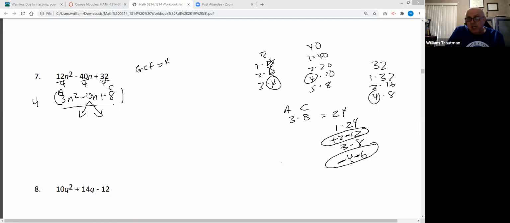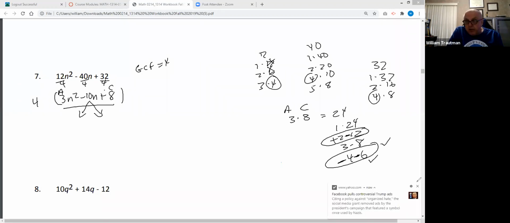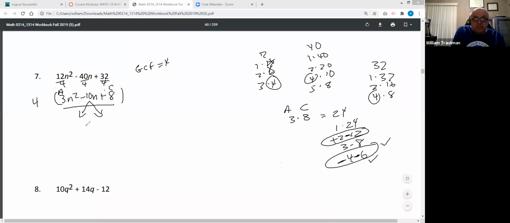However, I think this is the answer. Can somebody tell me why you think that's the answer? I think this is the answer because when you multiply AC, 3 times 8, they're both positive, and you get 24. When you multiply these two, a -4 times a -6, you get 24. So I'm going to say -4, -6 is the answer. -4n, -6n. Then I'm going to bring the 8 down and the 3n squared.